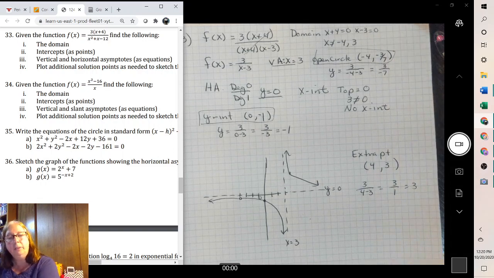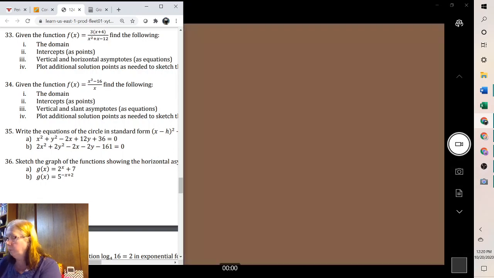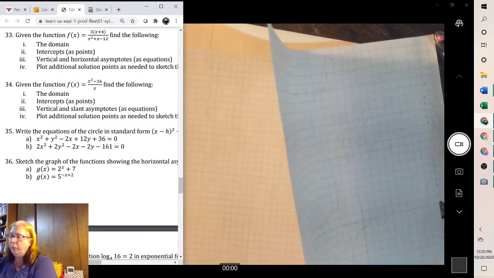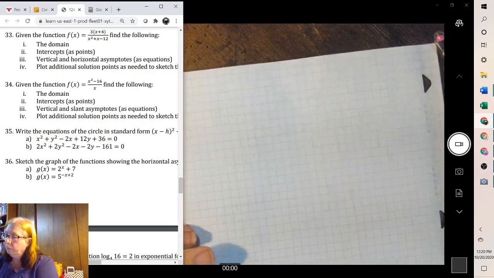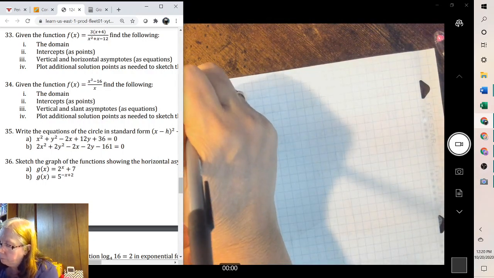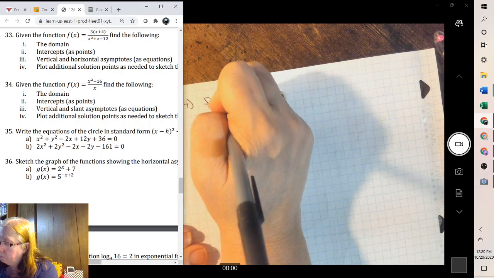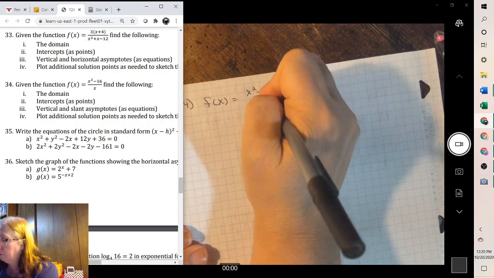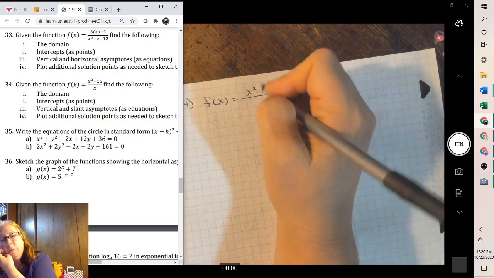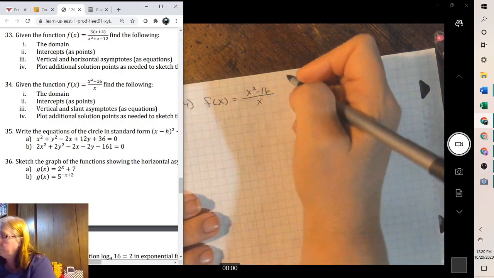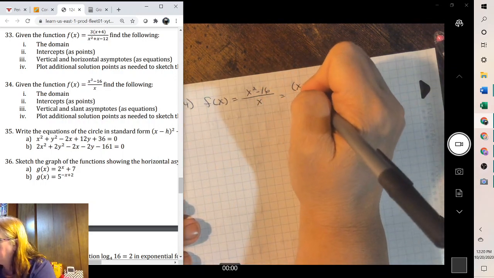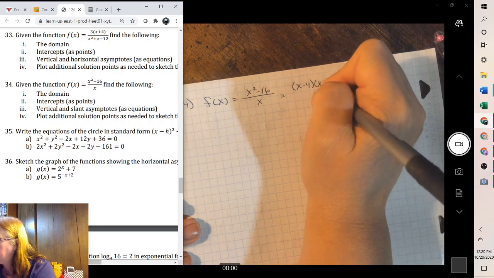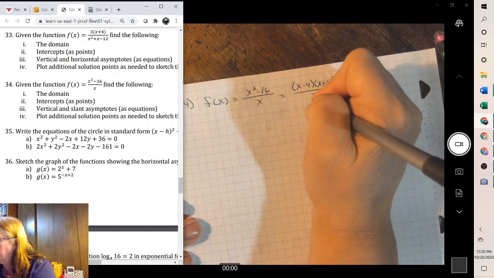That was number 33. One more. Number 34. X squared, oops, oh well, I'll factor it next. But you always want to factor these. So we have x minus 4 and x plus 4 over x.